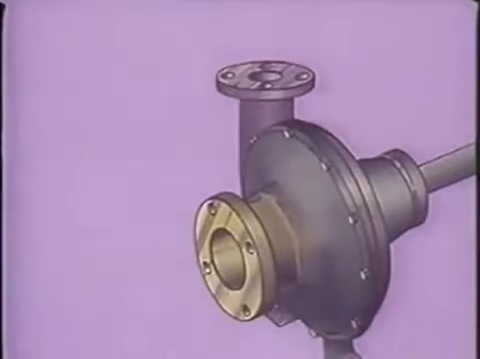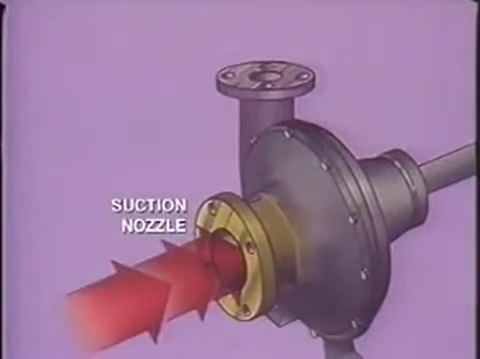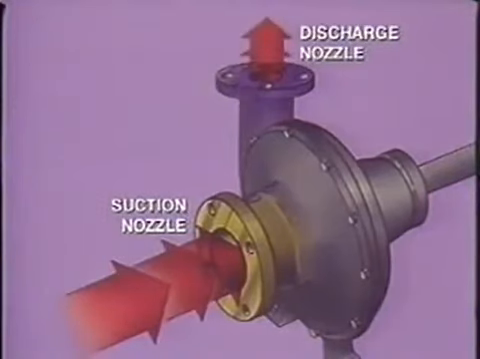Another variation in casing design is the location of the suction and discharge nozzles. The most common is the end suction type, in which the suction nozzle is located on the end of the pump and the discharge nozzle is located on the side, pointing upwards.